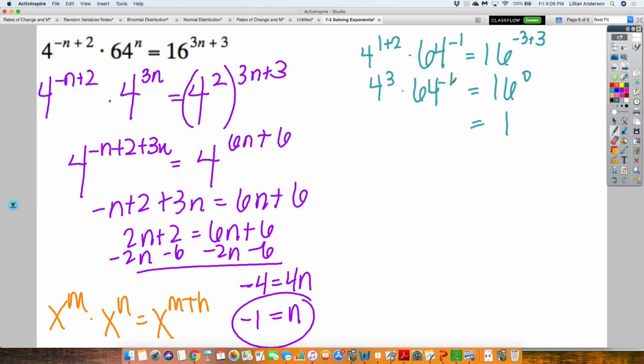Okay? What is 4 to the third power? 64. And how can I rewrite 64 to the negative first power? And what's 64 times 1 over 64? Okay. Because that becomes 64 over 64.